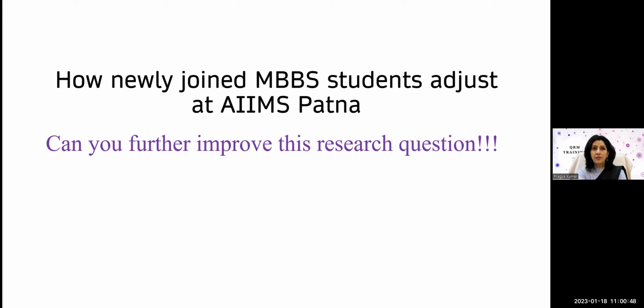Like I can have this research question: how do newly joined MBBS students adjust at AIIMS Patna? Now, can you please identify what the central phenomenon is here? Let me start with something simple. What is the study site here? All of you please write. AIIMS Patna. True? Very true. Good. Now what are the research participants? MBBS students or newly joined? Yes, to be more precise, newly joined MBBS students.